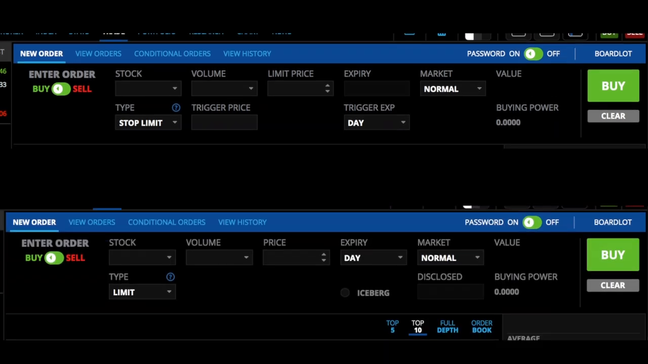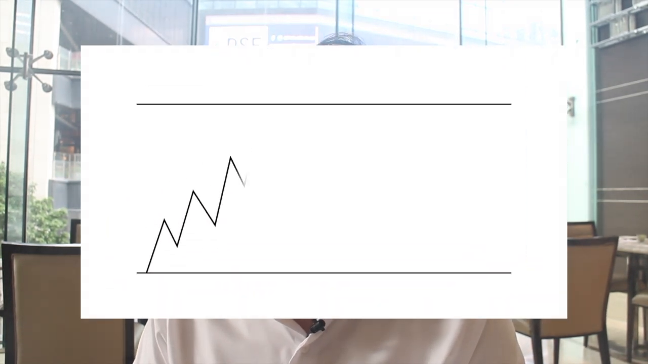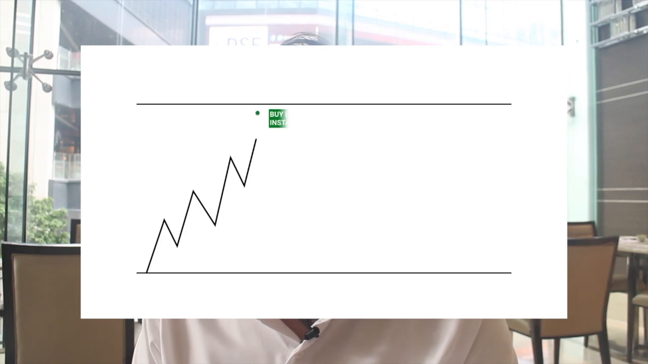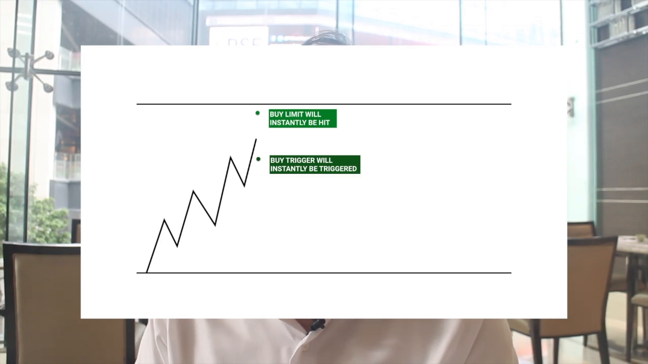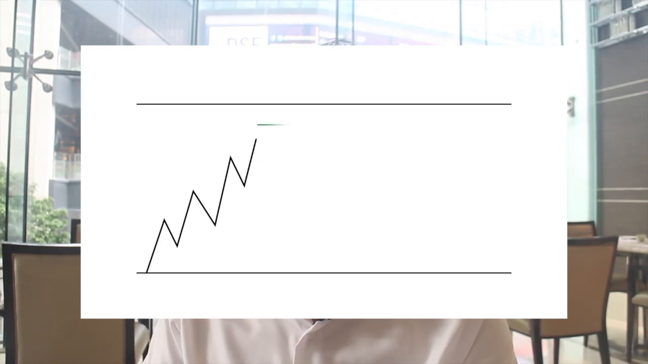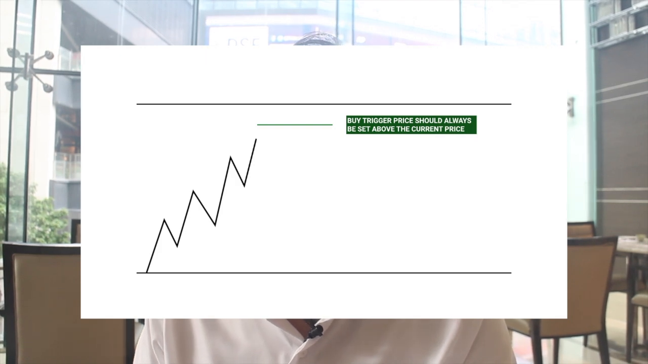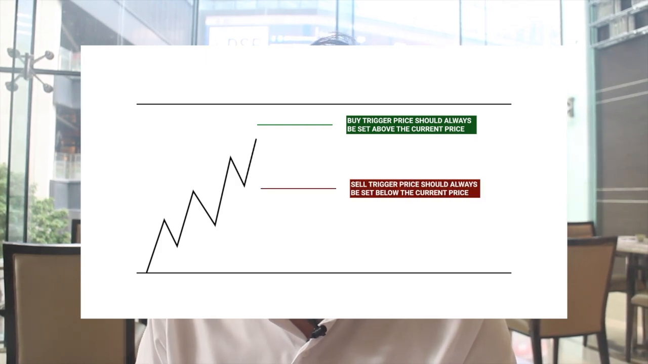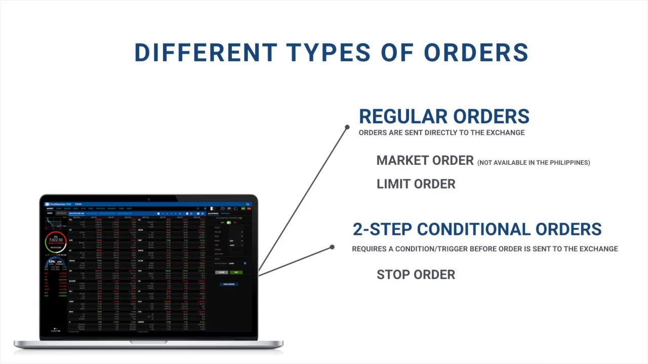The trigger price setups are quite counterintuitive since we are all used to setting limit prices. If I post a regular buy limit order over the current price, it will instantly get hit. By the same token, if I set up a buy trigger price below the current price, it will instantly get triggered. I cannot overemphasize this. The trigger price for a buy stop should be placed above the current price, or it will instantly get triggered, and vice versa.